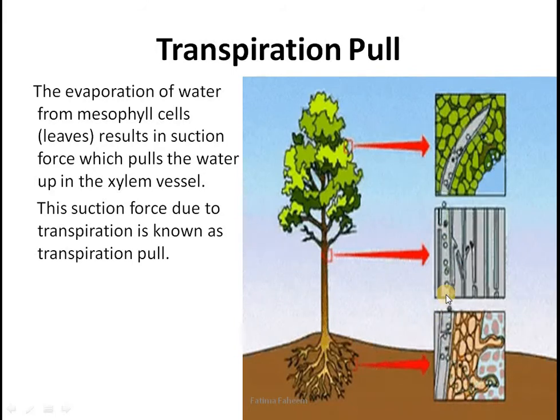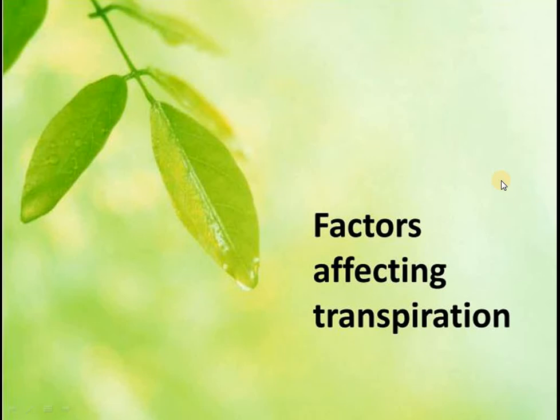The stream of water which is being created here, the line of water molecules which is being formed here, is called transpiration pull. So what we got to know is that transpiration pull is actually a suction force in the xylem vessel which is created because of the loss of water from the mesophyll cells out into the external environment through the stomata. Now we will see what are the factors that affect the rate of transpiration.